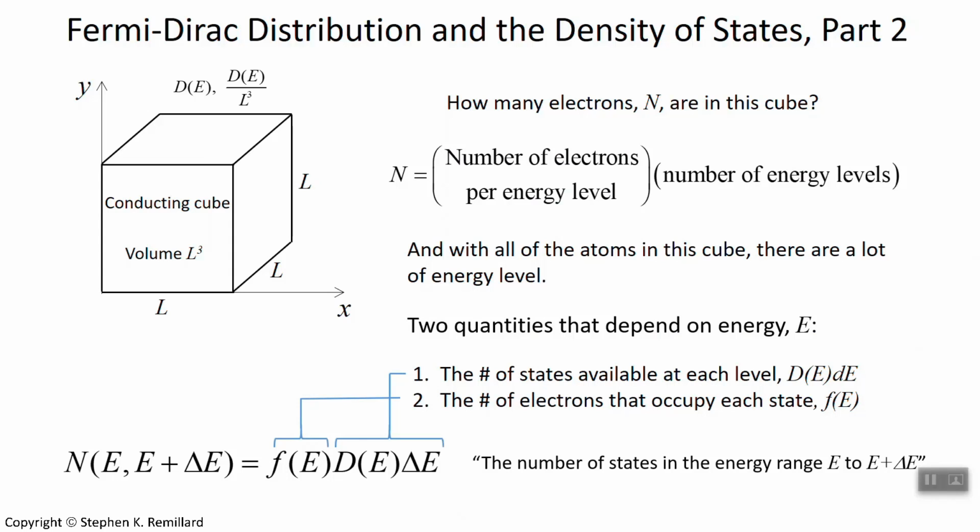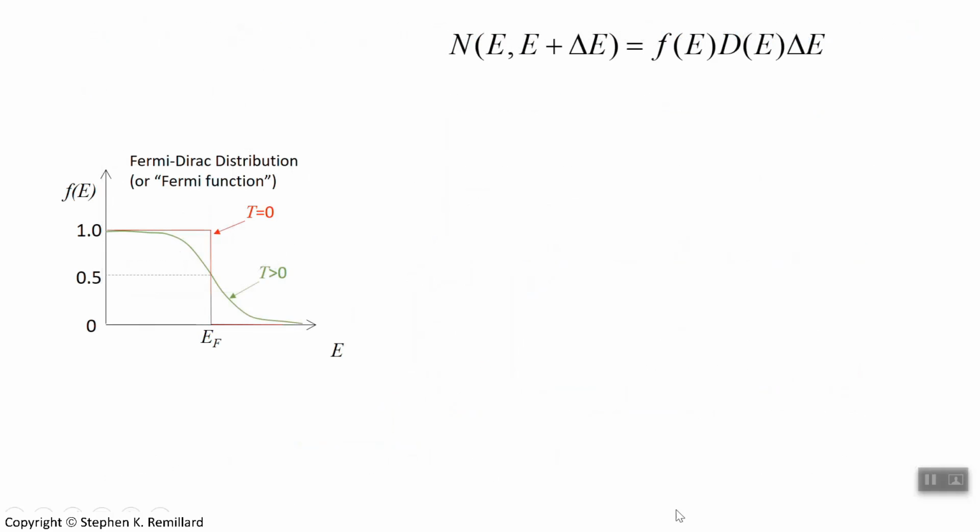So what I need to do is evaluate this expression, N, the number of electrons in the range delta E, at an energy level E, and then jump up delta E and evaluate this expression one more time at a new energy level, E plus delta E, and then jump up delta E again and evaluate this expression one more time and continue doing that. So you can see how this turns into an integral.